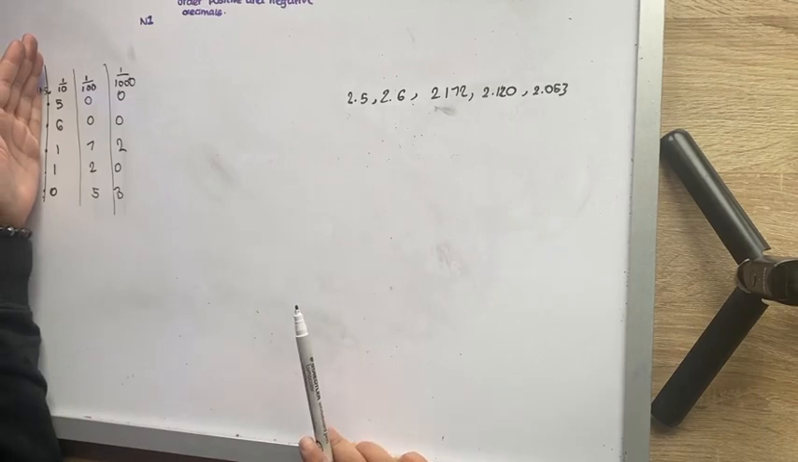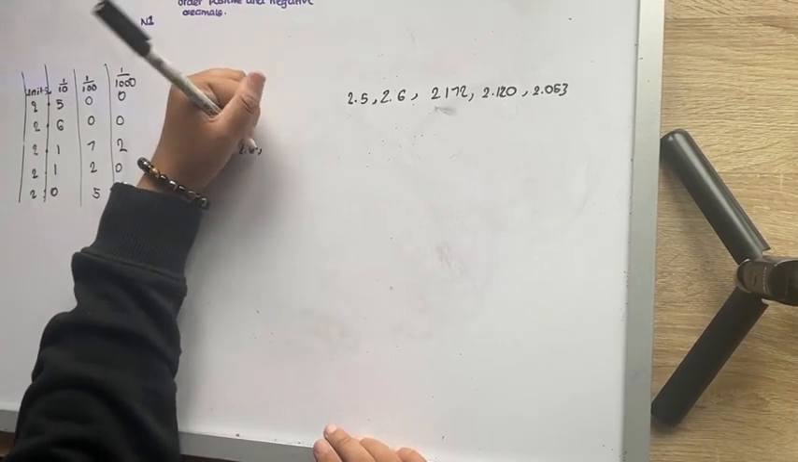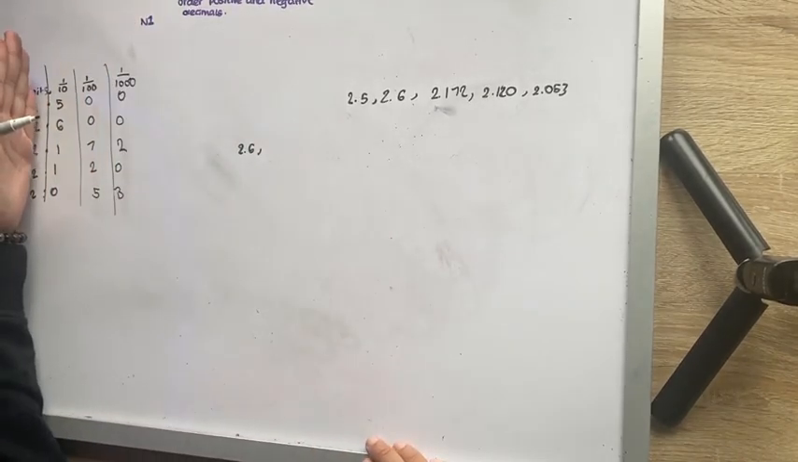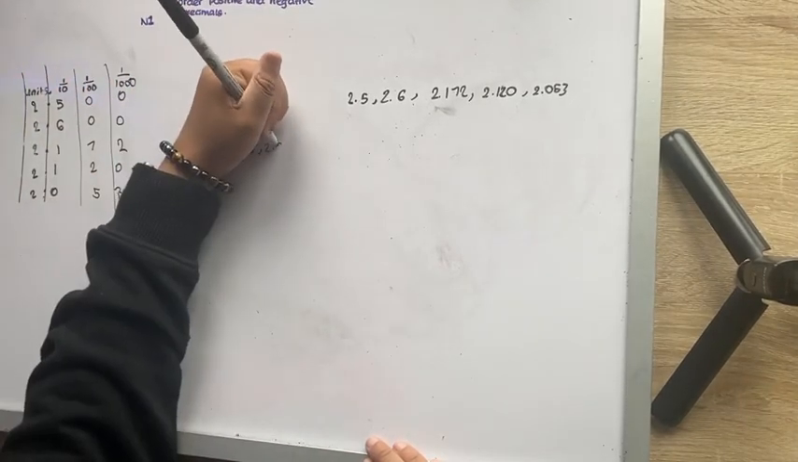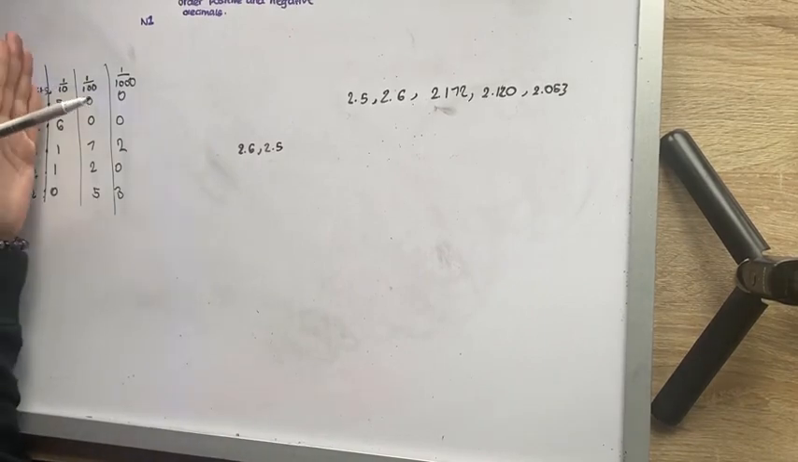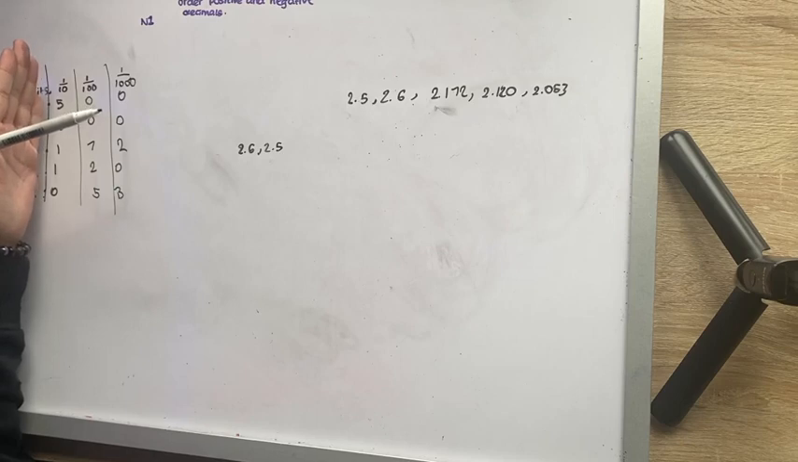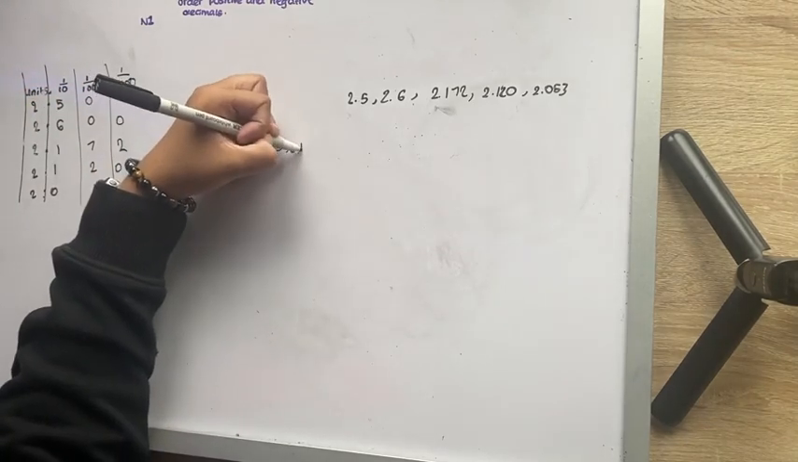So the highest value we have is 600, so we're going to have 2.6. I'm doing this in descending order. And then the next highest is 500, so 2.5. Next highest, so 172, and you have 120. Obviously, 172 is higher, so we're going to have 2.172.